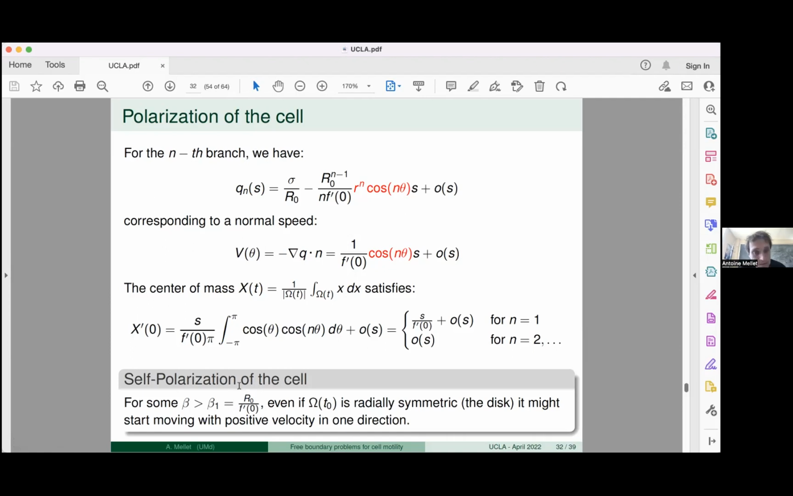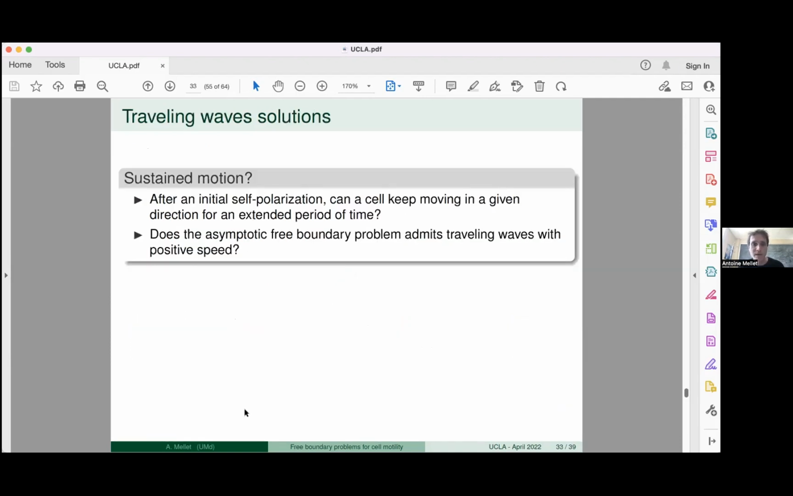And this critical value of beta is consistent with the critical value we had in 1D. In 1D, we had L, which is basically 2 times the radius, 2 r0, divided by 2 f prime of 0. So it's the same value. So that's self-polarization. That's the idea that even starting from a completely symmetric initial data, we can have a macroscopic motion of the cell in one direction.